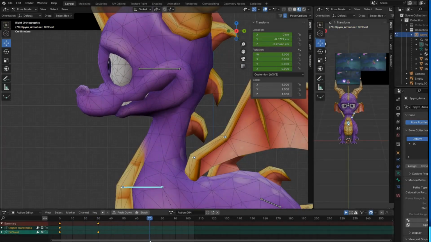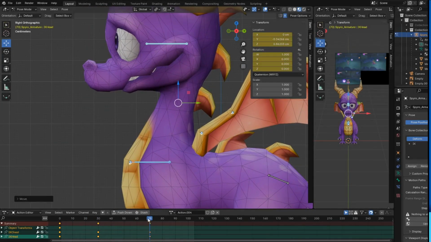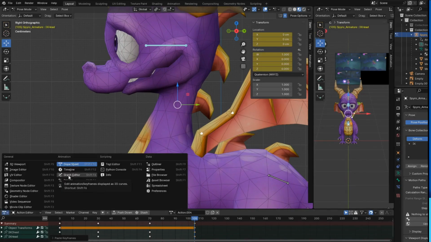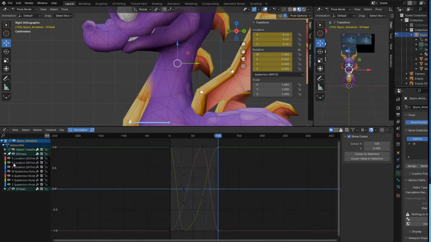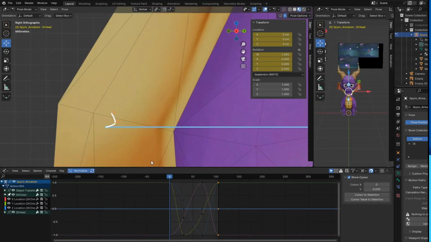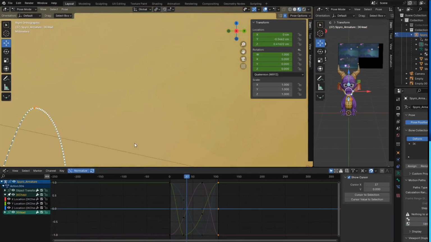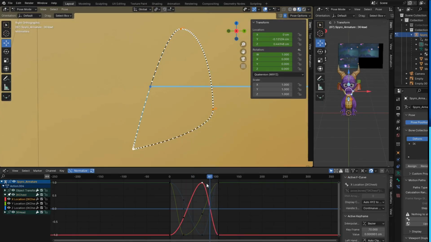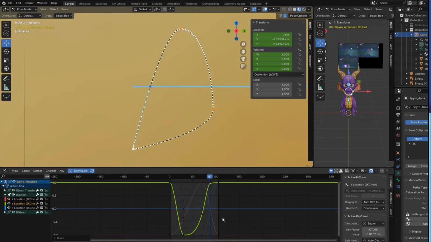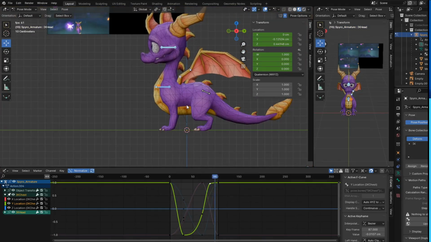Recreating this in Blender is pretty easy with the rig that I built for it. First, I'll create keyframes and take care to copy the positions as best I can from my reference footage. Next, I'll create a motion path for his chest bone. Using this motion path as my guide, I can adjust my keyframed positions as needed.